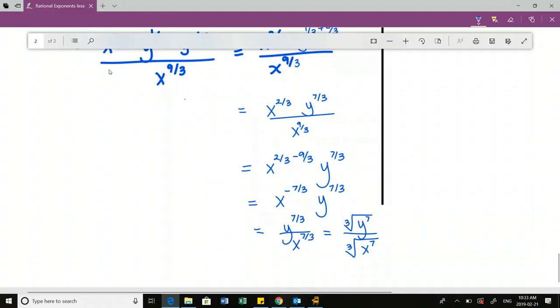And because these have the same root on them, we can actually technically just write this as the cube root of the whole thing, right? Like the cube root of y to the 7 over x to the 7. We don't need to write them separately. So that would be the final answer there.